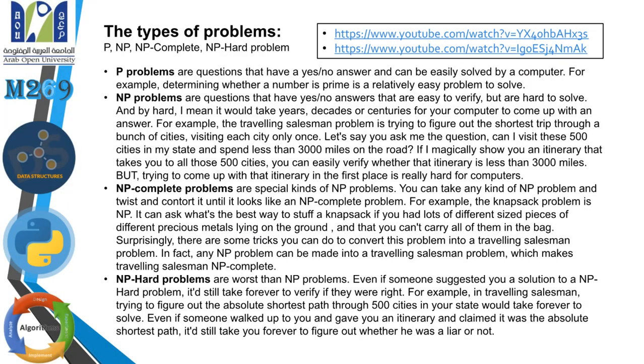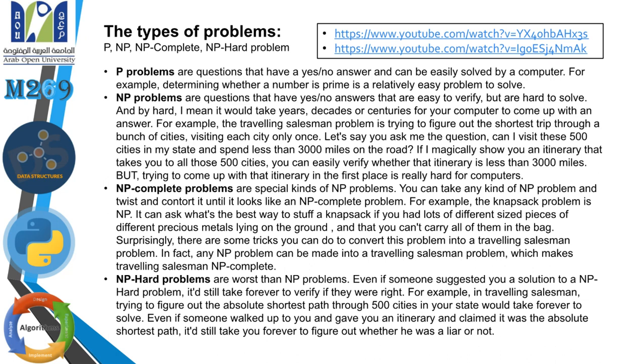For P problems, the first type is if you are asking a question and the answer can be either yes or no. It's only 2 options. And that is very easy, it can be easily verified by your computer. So if you want to, for example, check if this number is odd or even, you can easily find the answer to this problem through your computer. And that is classified as simple problems under the category of polynomial time problems.